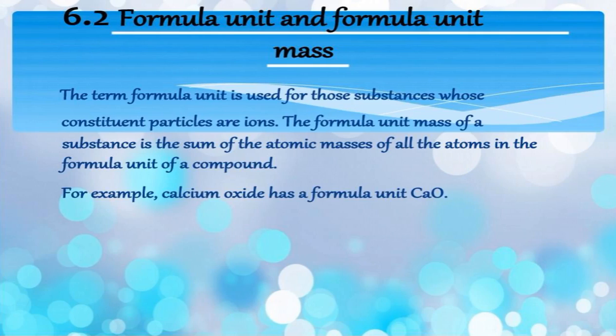Formula unit and formula unit mass. The term formula unit is used for those substances whose constituent particles are ions. The formula unit mass of a substance is the sum of atomic masses of all the atoms in the formula unit of a compound. For example, calcium oxide has a formula unit CaO.